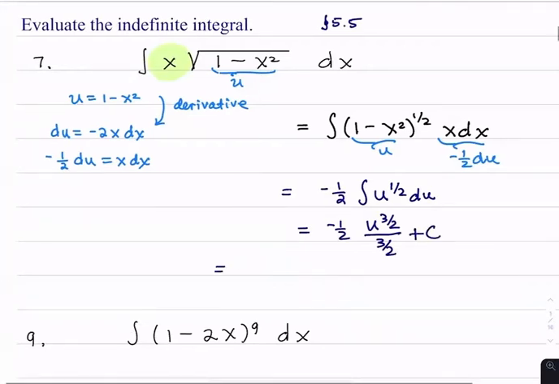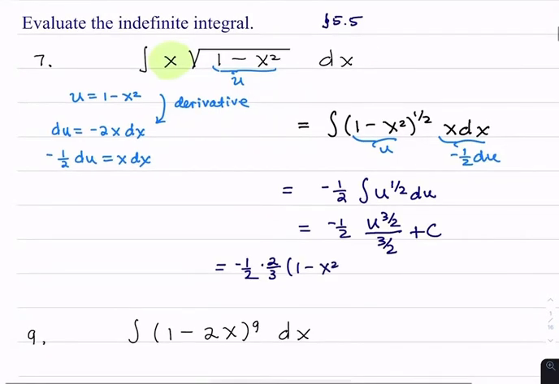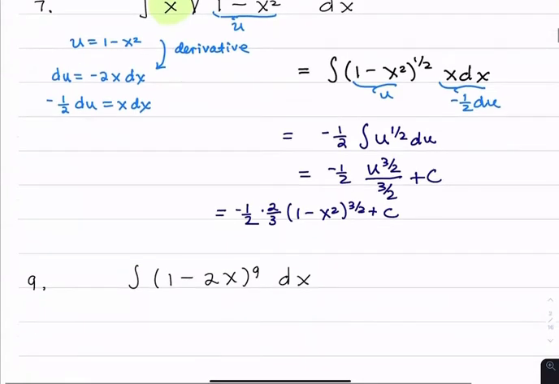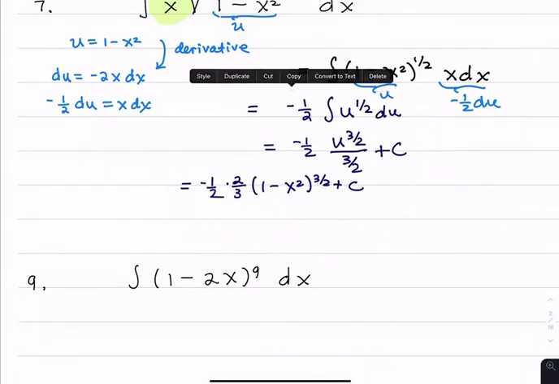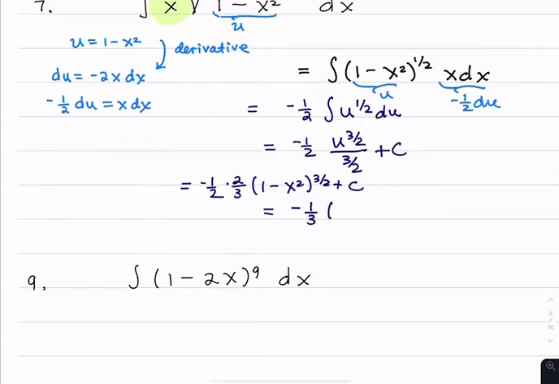And then next, I'll do two things. I'm going to multiply by the reciprocal of the denominator 3/2, and I'm going to replace u by what it's equal to in terms of x, so 1 minus x squared. And that's almost there. I'll just do a little simplifying with canceling over here. Okay, so this is equal to negative 1/3 times 1 minus x squared to the 3/2.